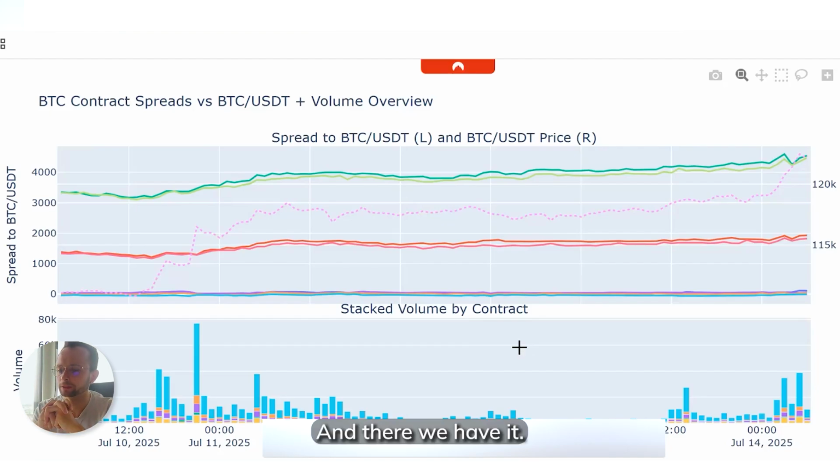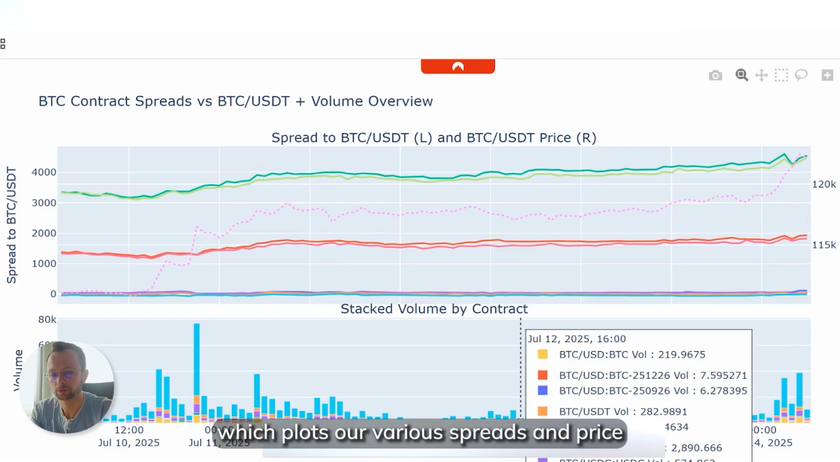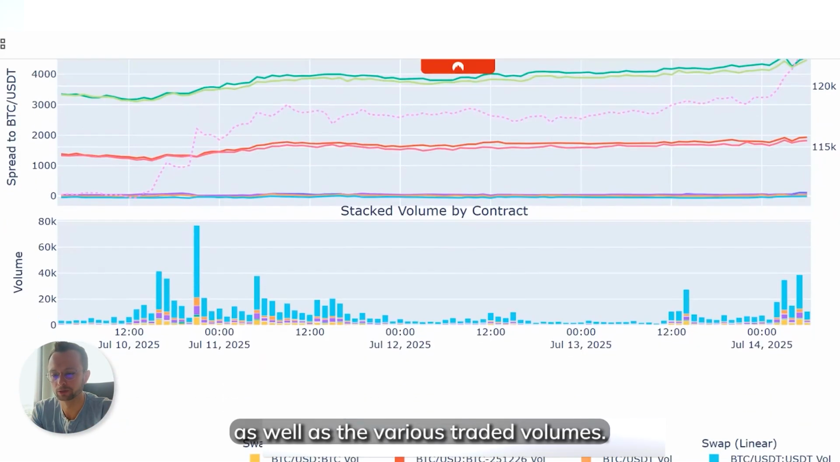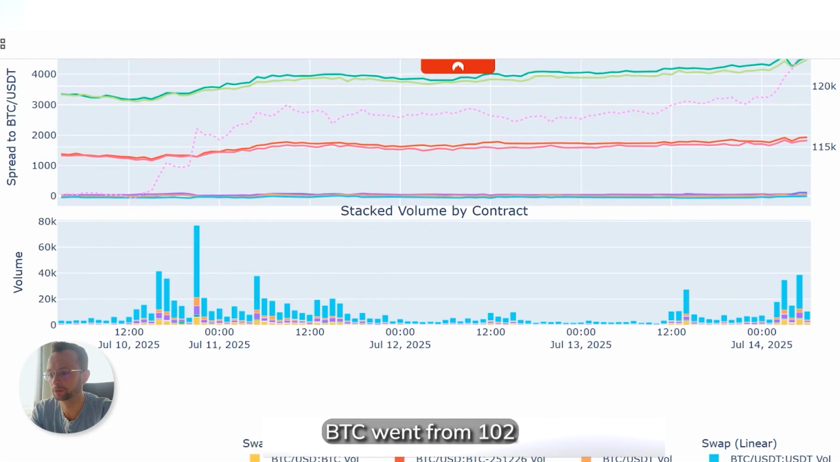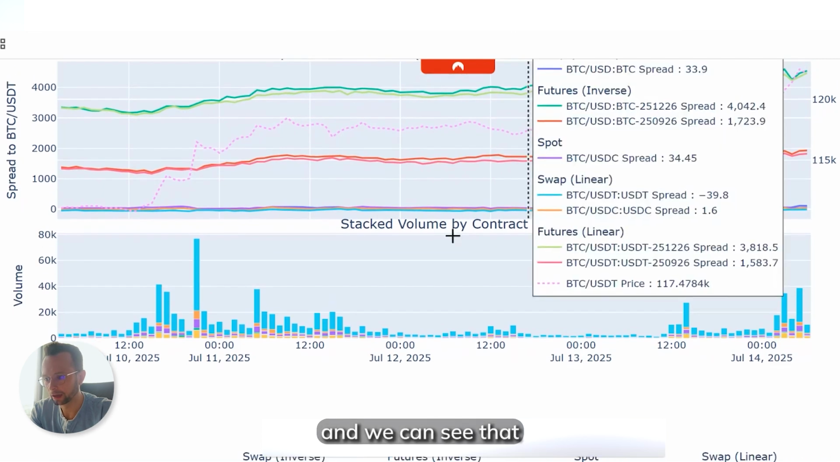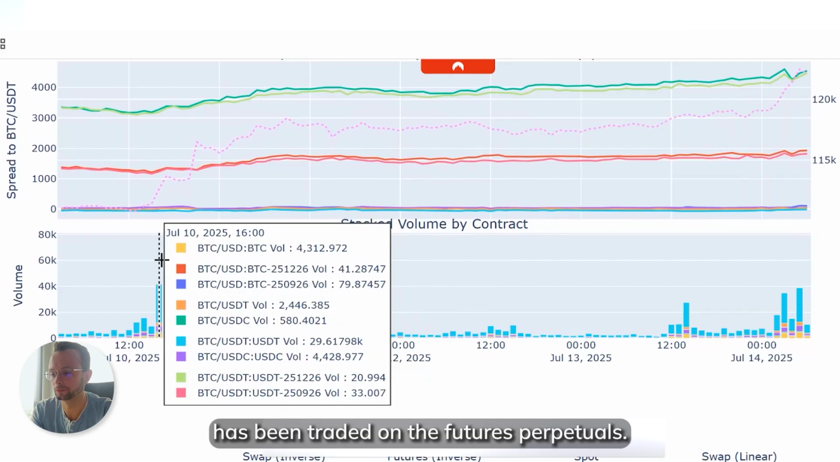And there we have it. So we have this really cool looking plot which plots our various spreads and price for BTC as well as the various traded volumes. Now, we've seen a big push on BTC these past few days. BTC went from 100 to 118,000 US dollars recently, and we can see that a lot of this volume has been traded on the futures perpetuals.